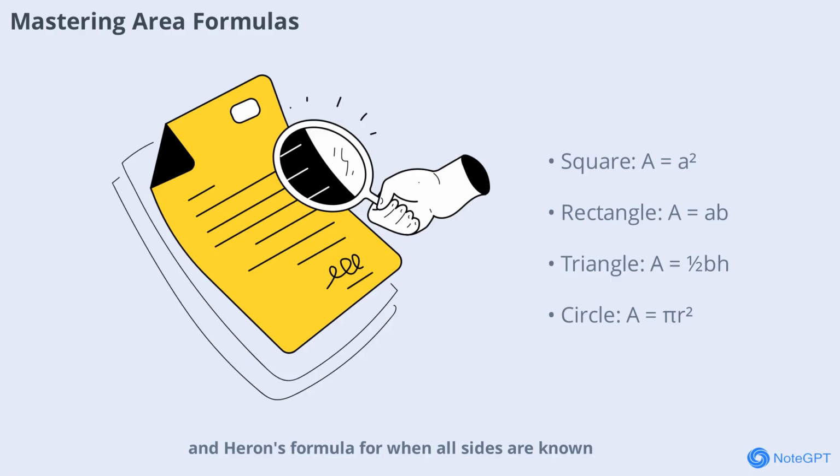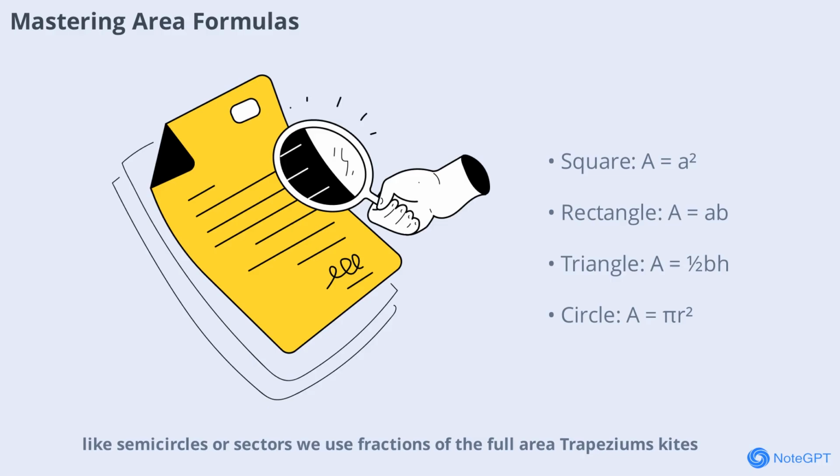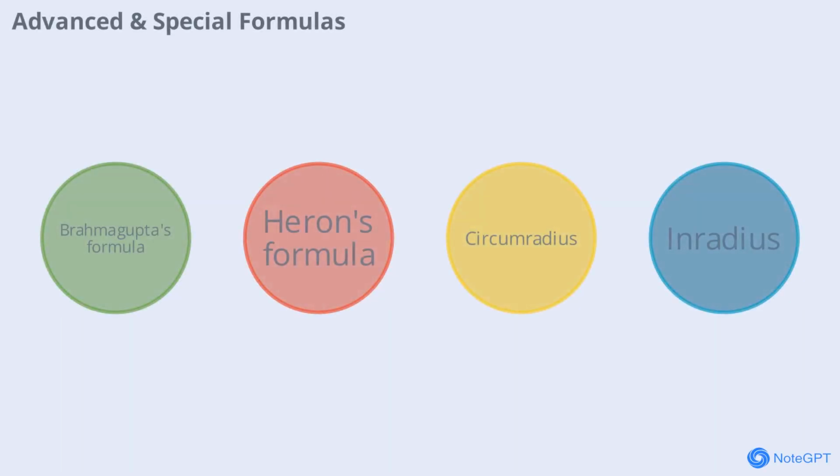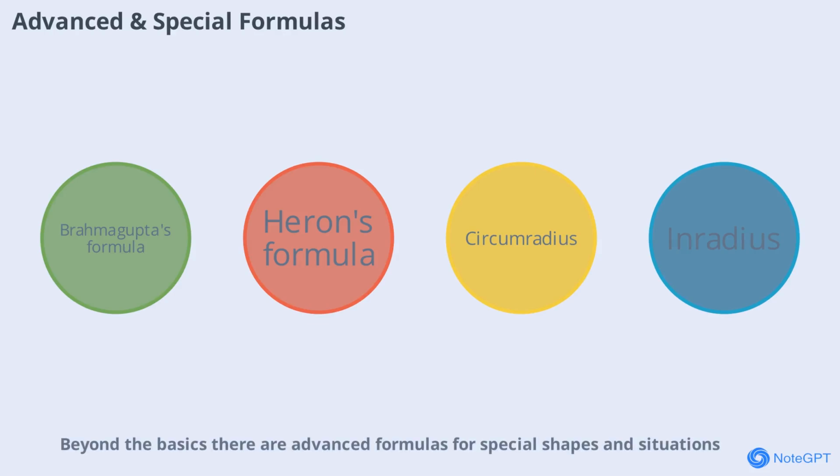Circles use pi times the radius squared, and for parts of circles like semicircles or sectors, we use fractions of the full area. Trapeziums, kites, and even segments have their own formulas, each tailored to their unique structure. These area formulas are essential for tasks like painting walls, laying tiles, or designing parks, helping us calculate how much space we truly have. Beyond the basics, there are advanced formulas for special shapes and situations.